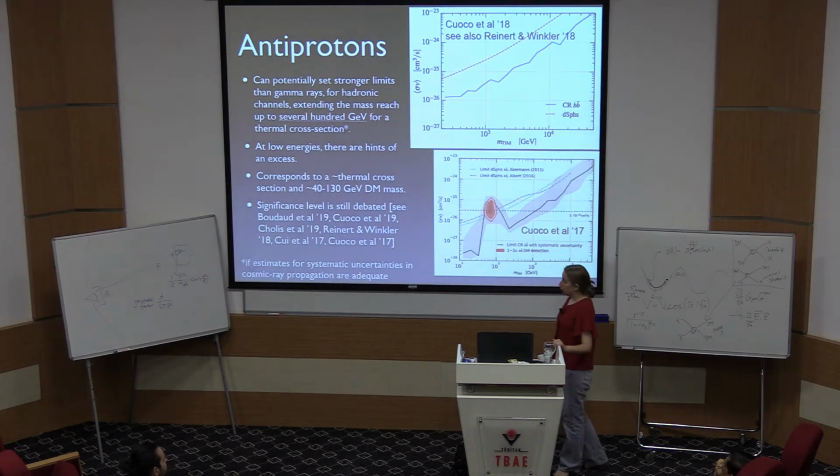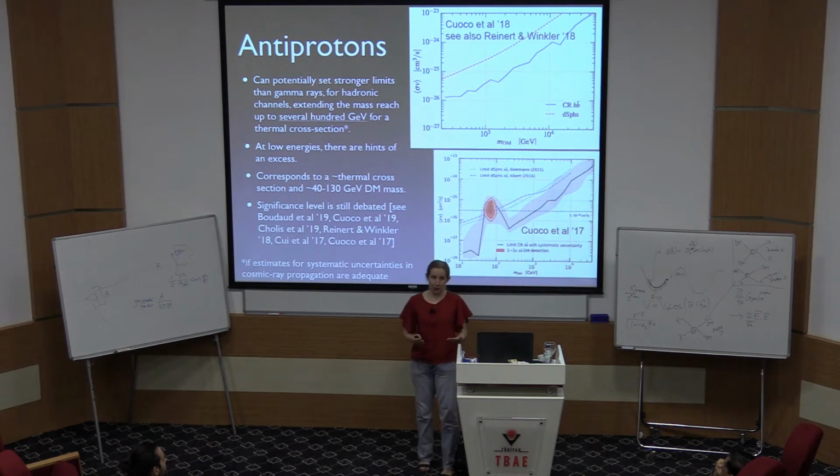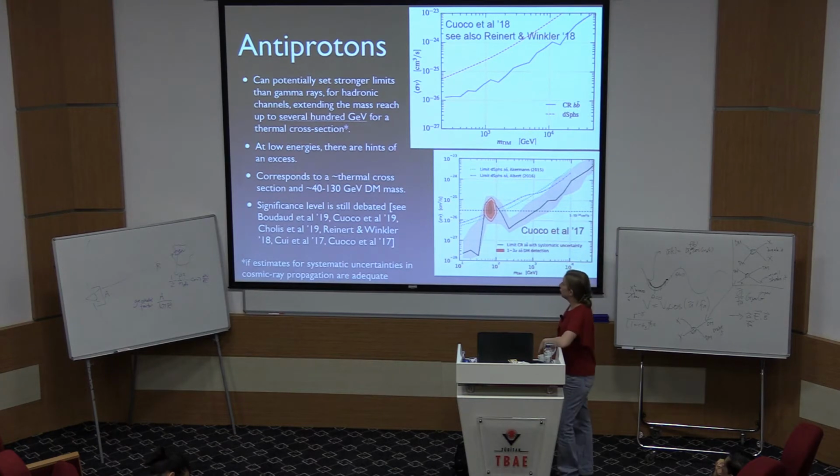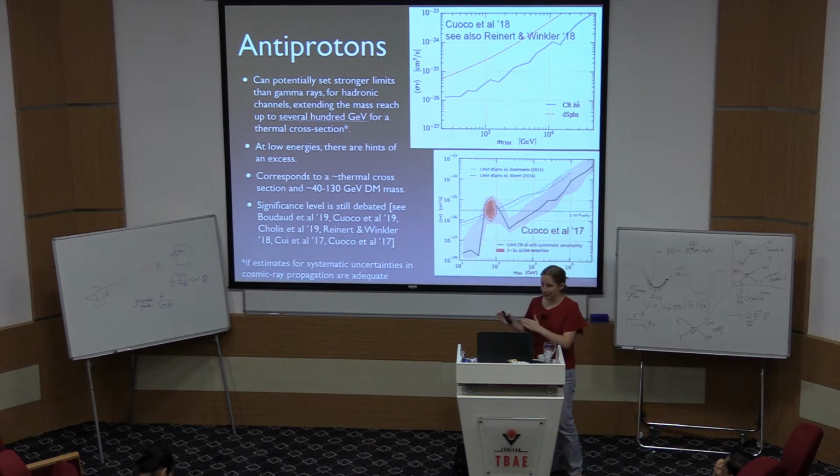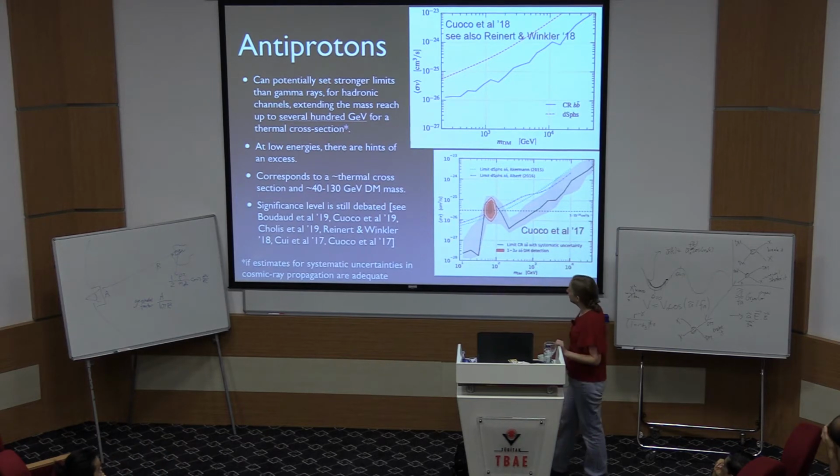For hadronic channels, as well as producing photons, they also produce charged particles, antiprotons and protons. So AMS also measures the antiproton spectrum, and if you think you understand the systematic uncertainties in the cosmic ray propagation, you can potentially extend the constraint on those channels up to several hundred GeV for a thermal relic cross-section. Again, the thermal relic cross-section doesn't have to be the answer, but it's a convenient benchmark. This also constrains higher or lower cross-sections, just at a different mass range.